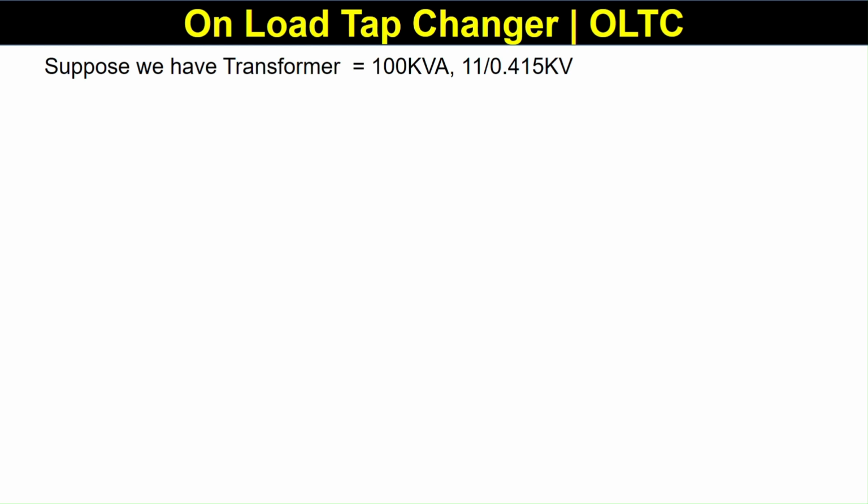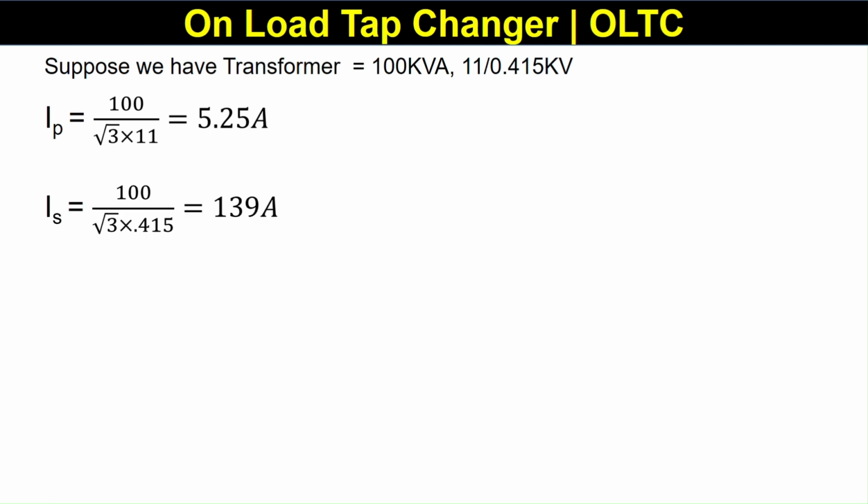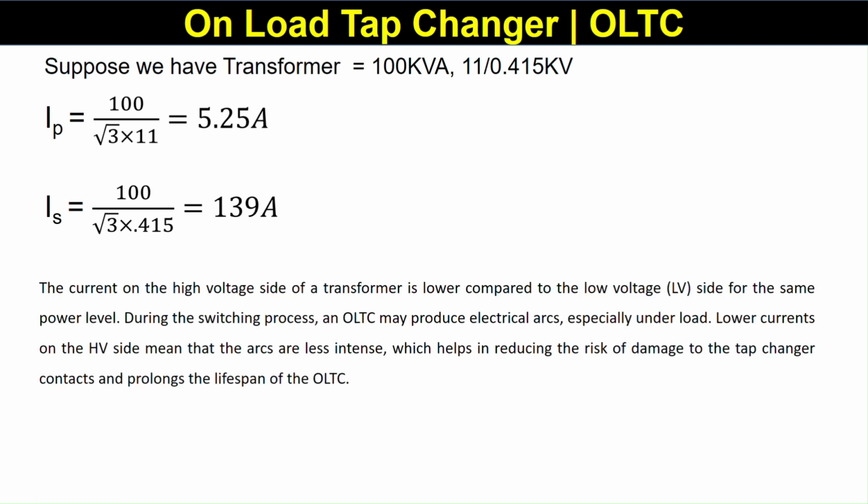This is a distribution transformer used in India. The primary current is 5.25 amperes and the secondary current will be 139 amperes. Here you can observe one thing. The secondary current is higher than the primary current. What will happen? The current on the higher voltage side of a transformer is lower compared to the lower voltage side for the same power level.